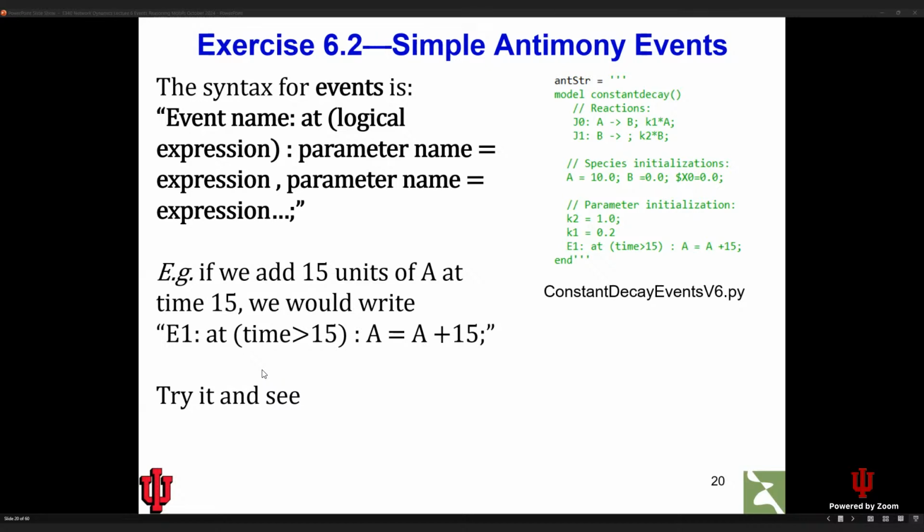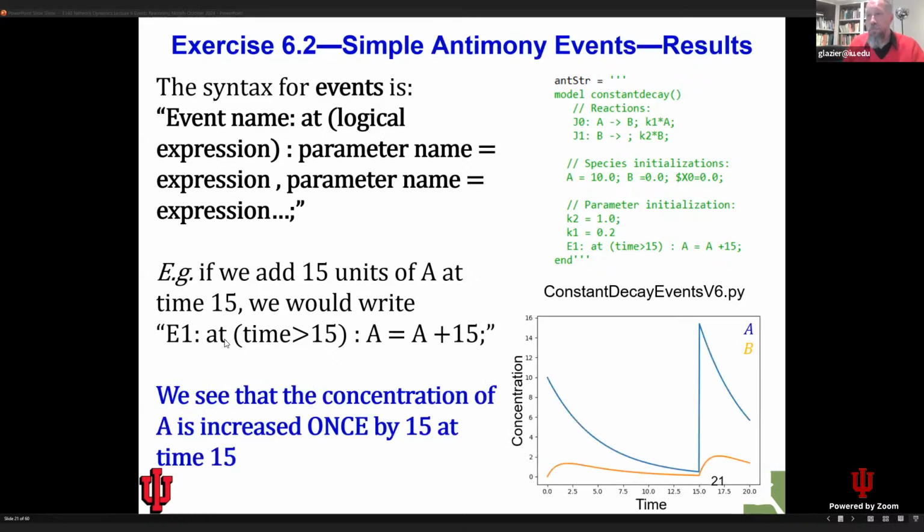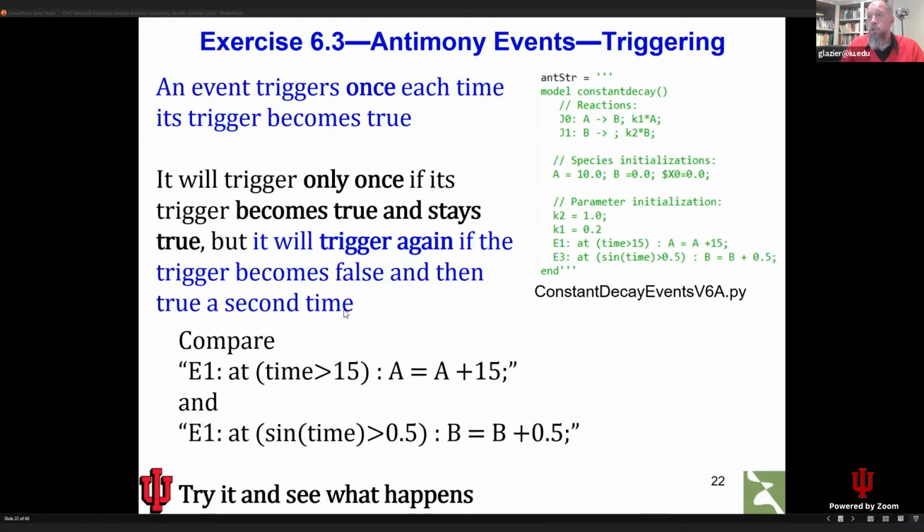Yeah, I posted the result in the chat. Okay, that looks fine. So what you found is that the value of A is increased by 15 only once. And so that conditional. Yeah, but I have a problem.